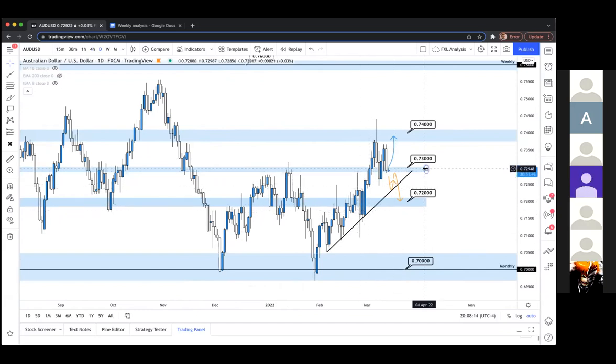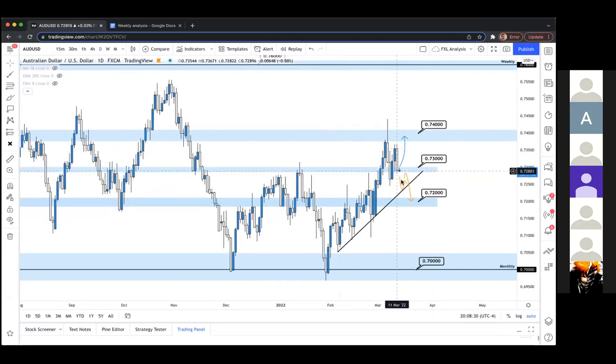Now, this was a range. We kept that in mind. We knew that potential reactions at 0.73 were there, but we actually didn't get any. It blew right through 0.73, went to 0.74, came back and gave us a bit of a higher low, rejecting off this level as support.